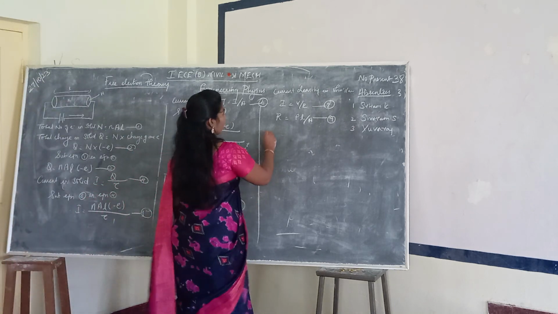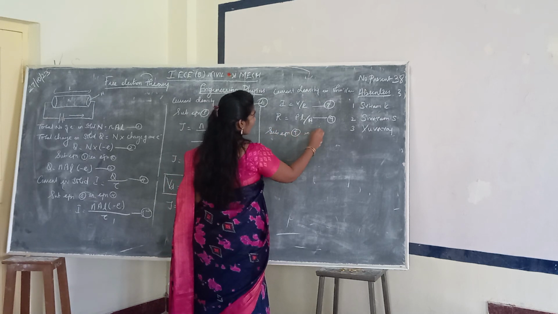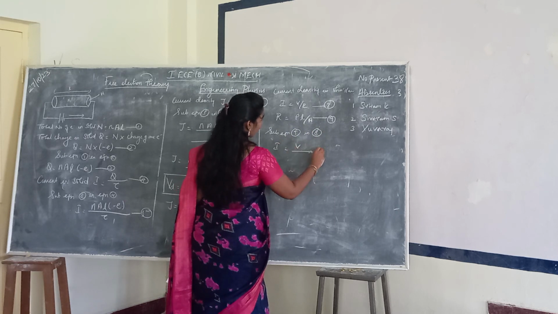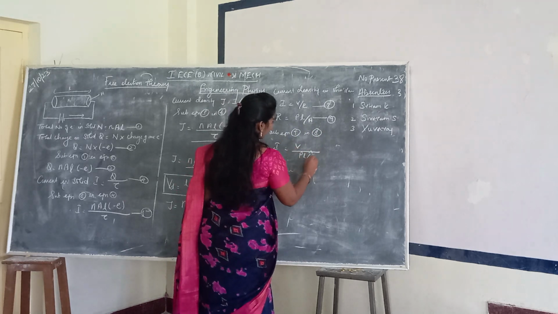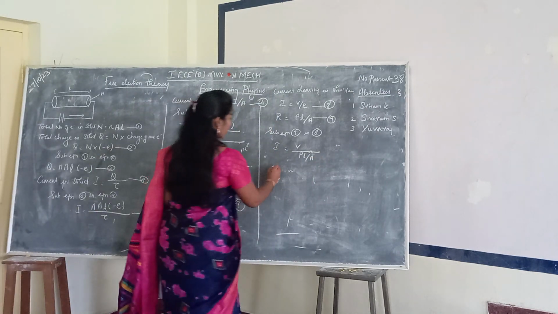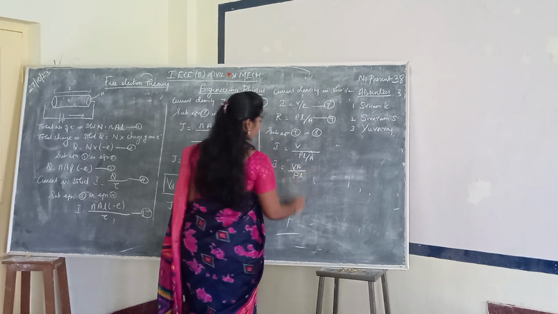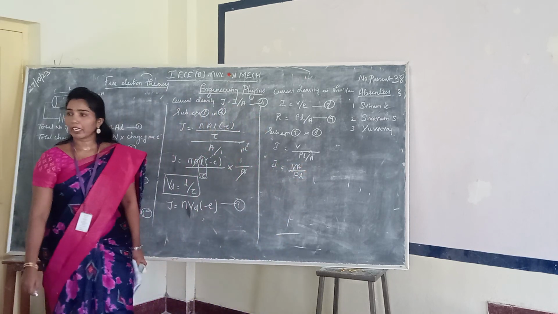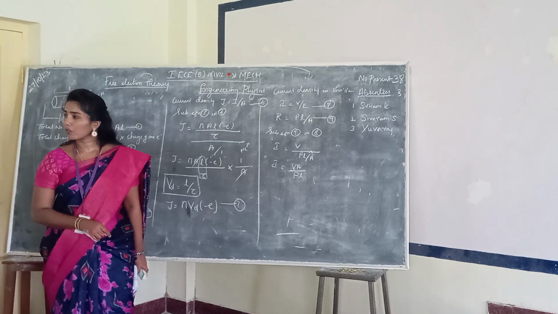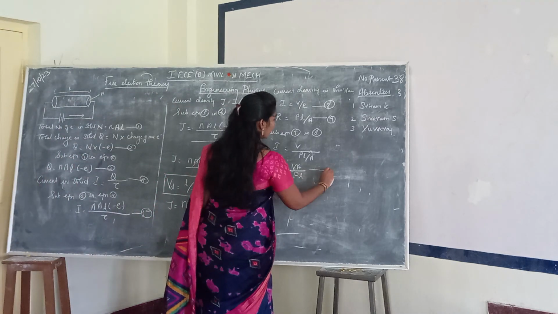Now substitute equation 9 in equation 8. So what do you get? I is equal to V divided by rho L divided by A. So I is equal to V A divided by rho L. Understood? Up to this step, any doubt in this step? Any doubts now? Okay, so this one is the 10th equation.